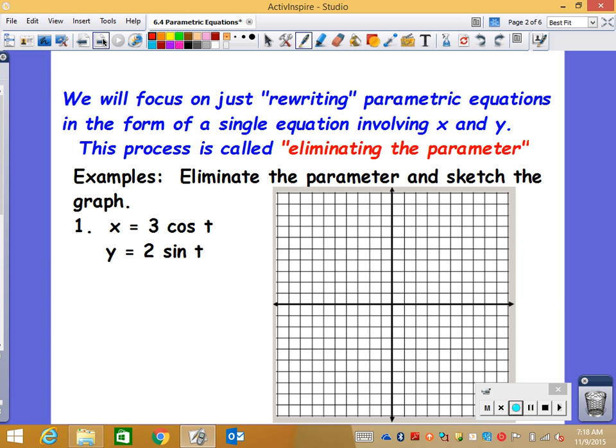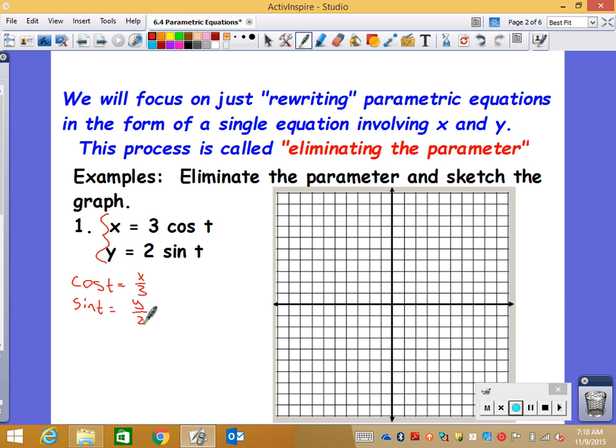So how we start these is, well, we've got this system of equations here: x and y equal 3 cosine t and 2 sine t. We're going to start by writing these as the trig function equals everything else, so we're going to isolate the trig function. So we get cosine t is equal to x over 3, and sine of t equals y over 2.